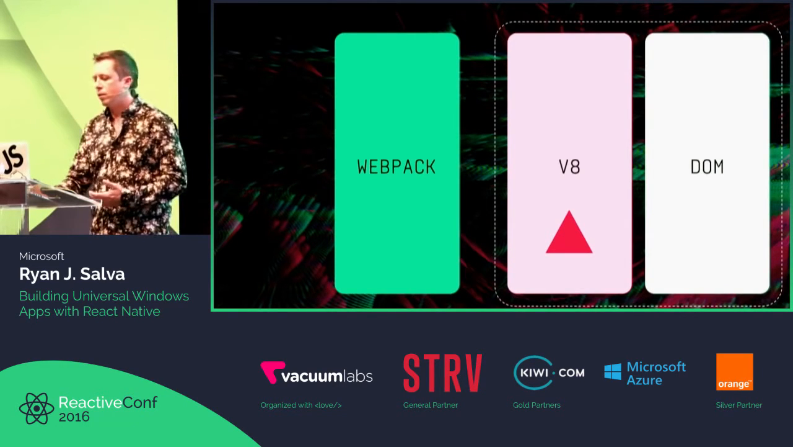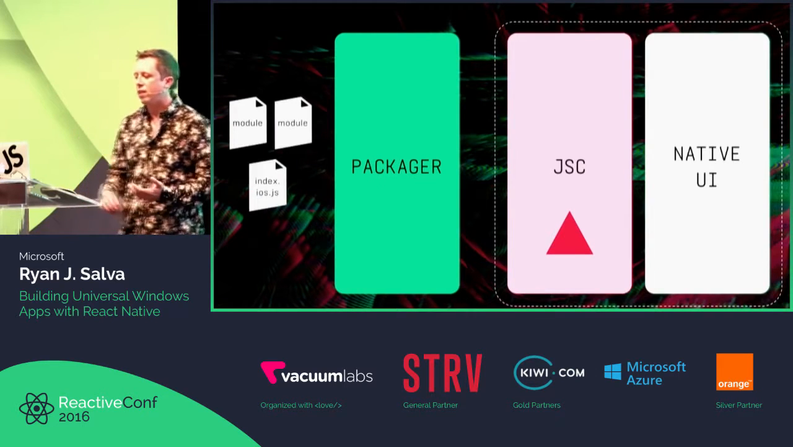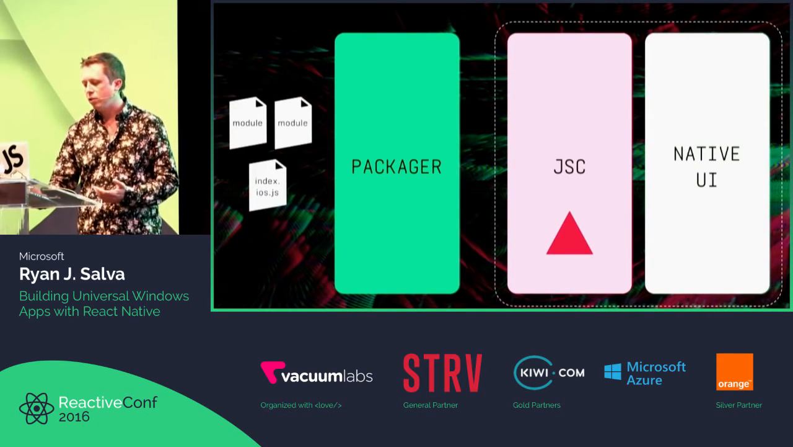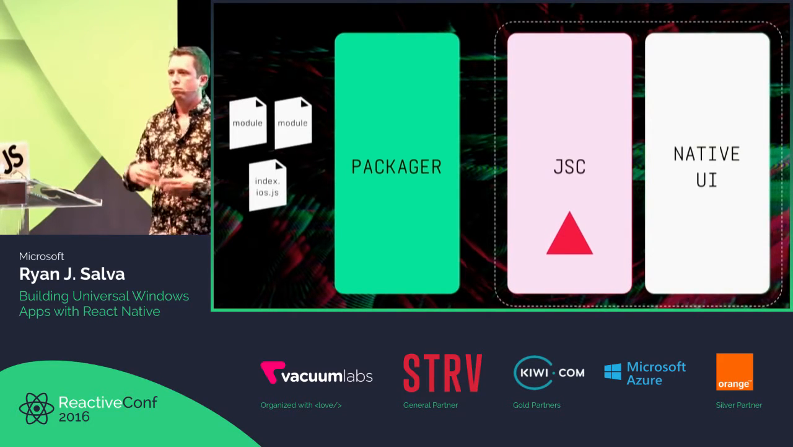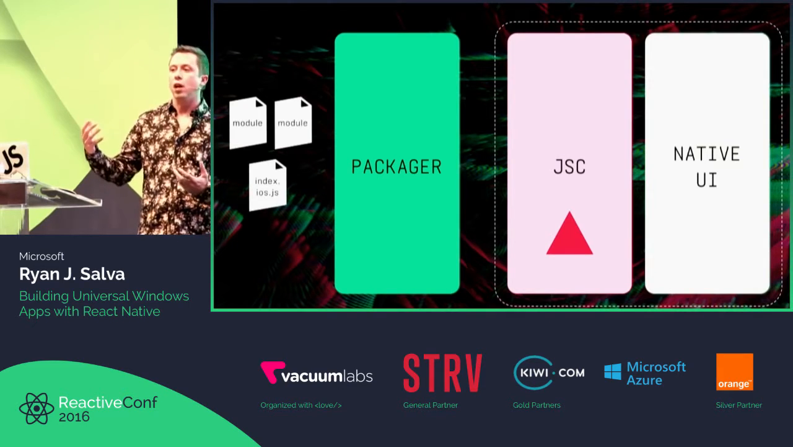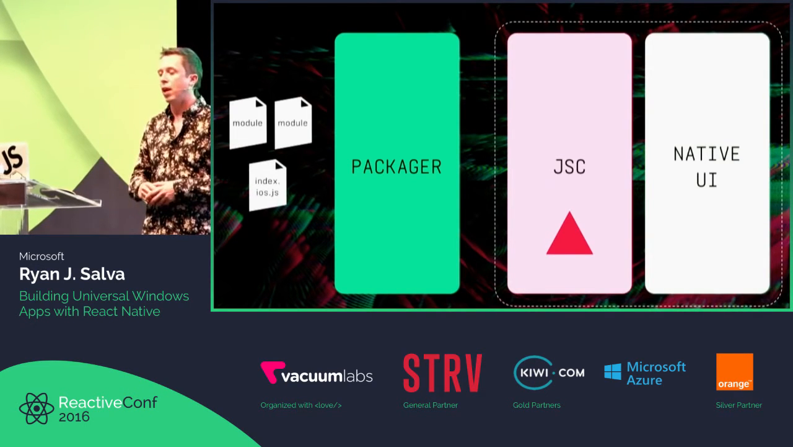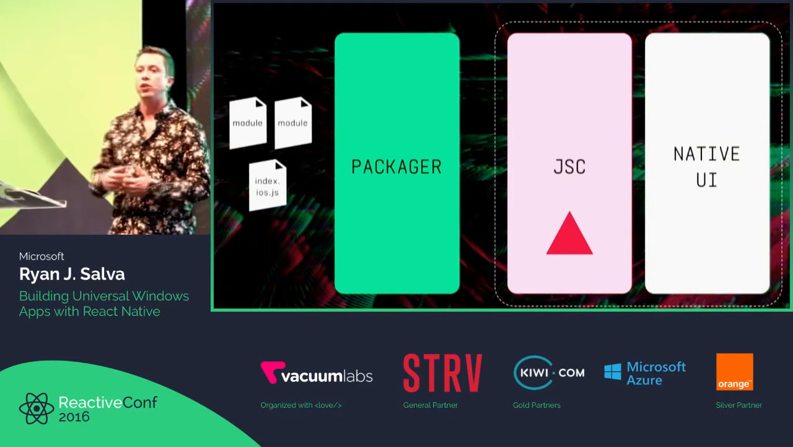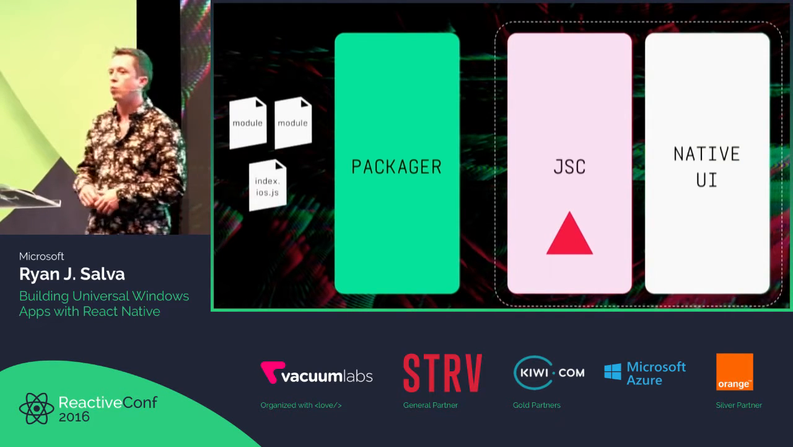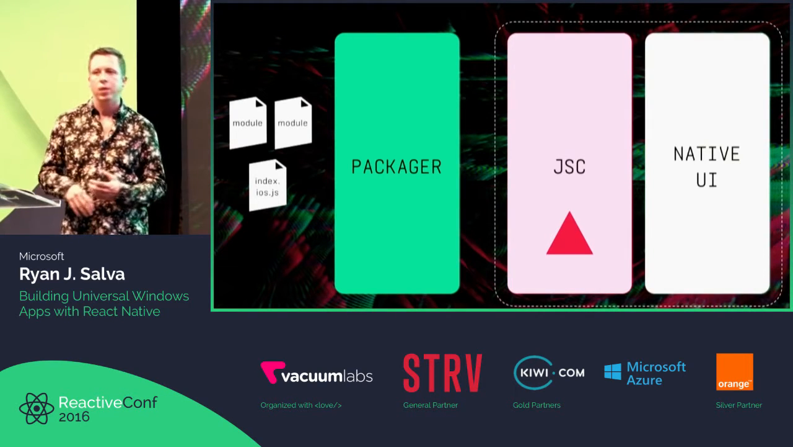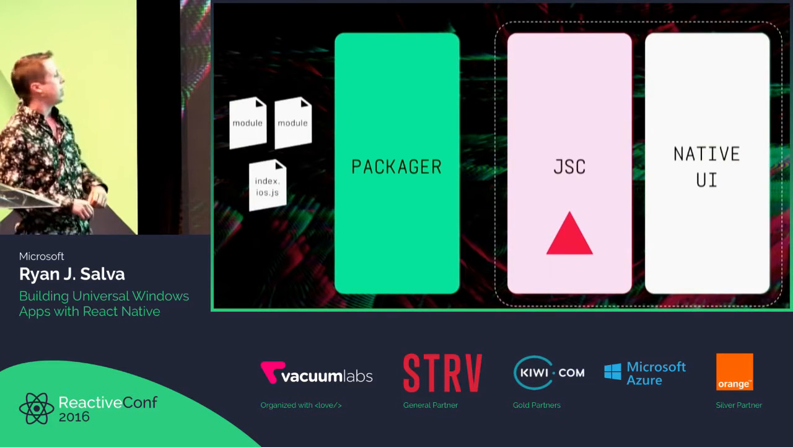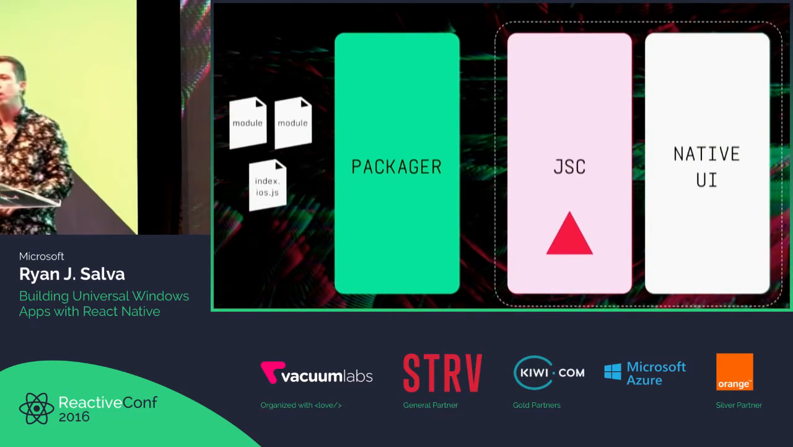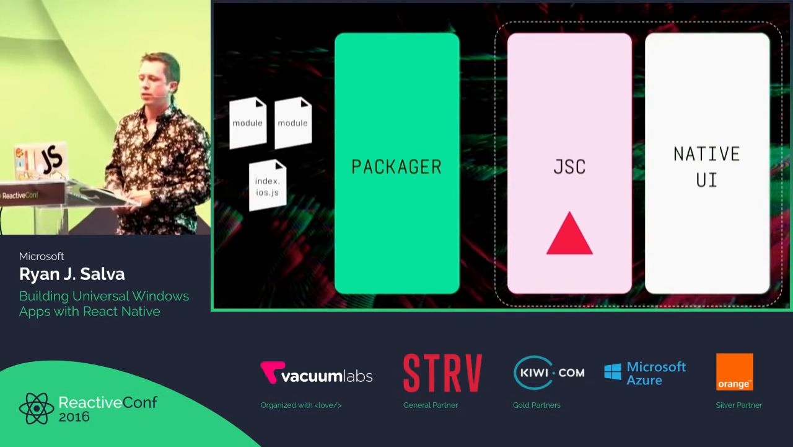For React Native, the process is almost exactly the same. The nouns are just a little bit different. So instead of having a DOM, we have native UI. Instead of having V8, we've got the JSC. Instead of having Webpack, we've got the packager. And the only difference here is that over on the far side, instead of having just index.jsx, we've got one for iOS and one for Android.